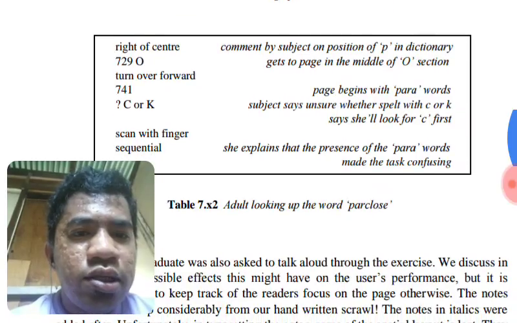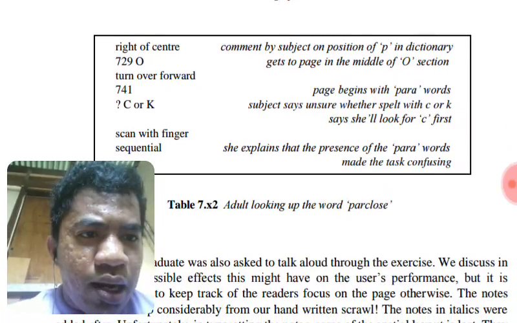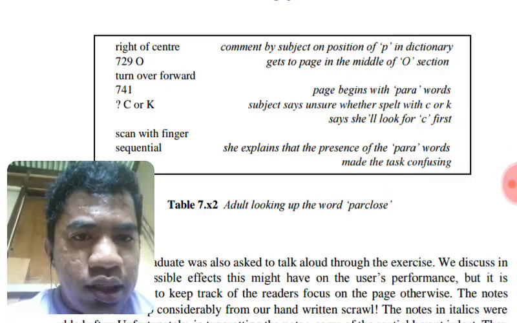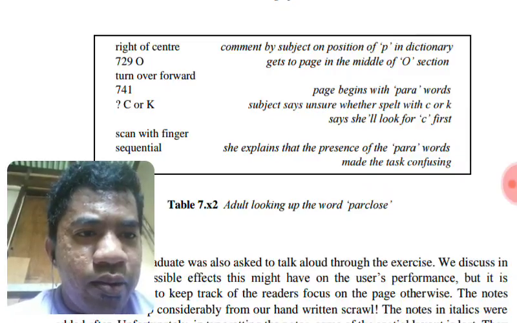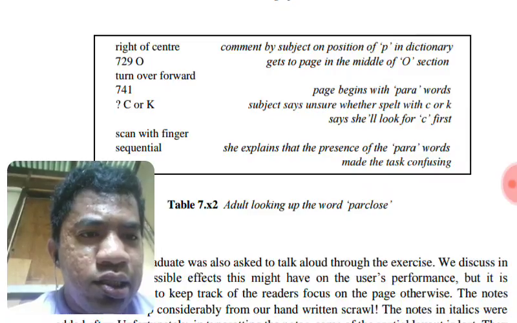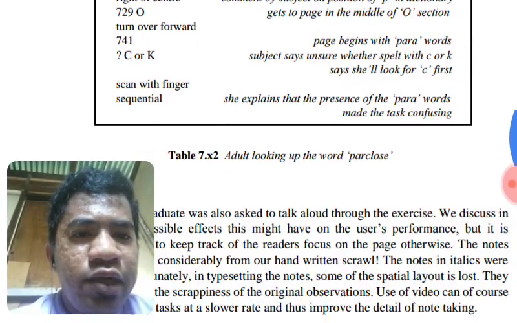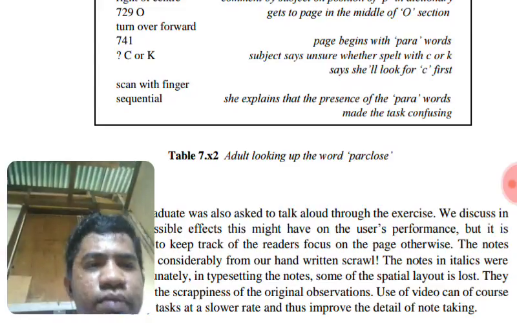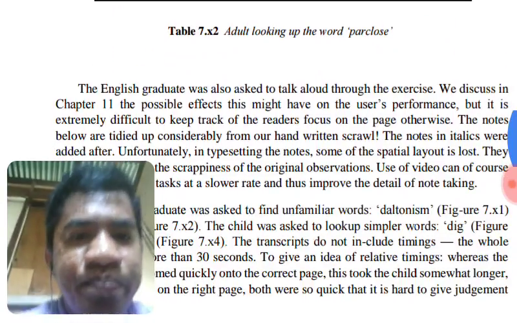Turn over forward, 741. Page begins with para- words. C or K. Subject says unsure whether it is spelled with a C or K. Says C, look for C first. Scan with finger sequentially. Says the presence of the para- words made the text confusing.